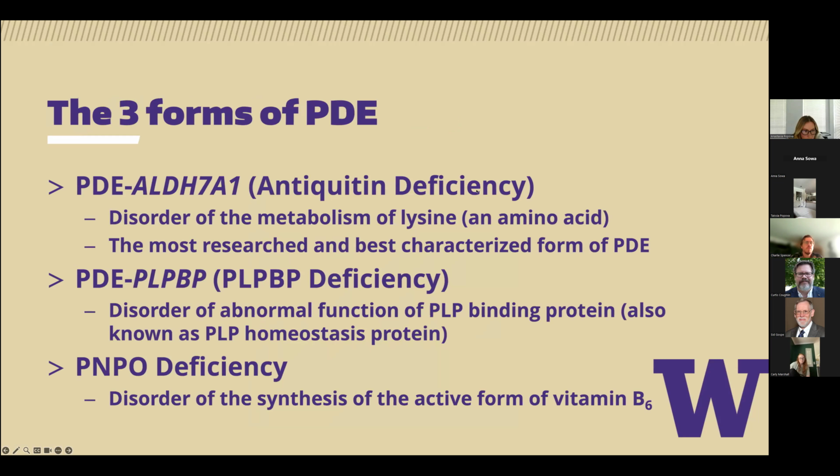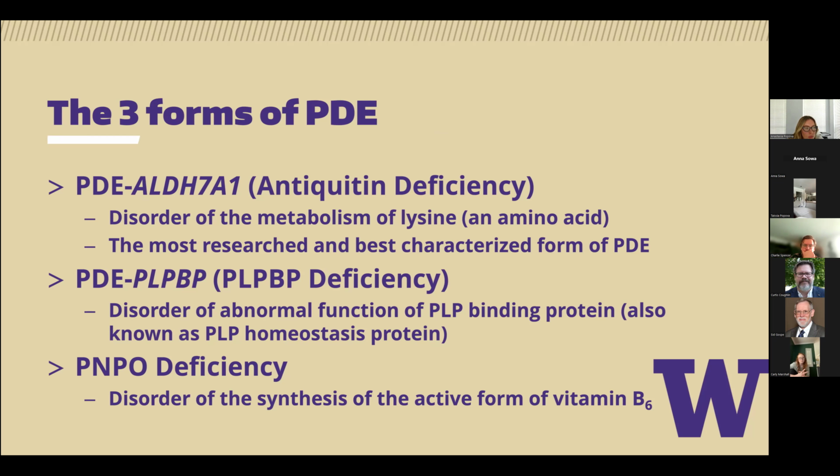So in review, the three forms of pyridoxine-dependent epilepsy, there's one that is best researched, best known, known as PDE-ALDH7A1, or antiquitin deficiency. This is actually a disorder of the metabolism of lysine, which is an amino acid. And because of the abnormal lysine metabolism, a number of abnormalities occur on a biochemical basis, which secondarily leads to a reduction of pyridoxal phosphate. In other words, PLP is lowered in the cells because of this abnormality of lysine metabolism. And that is the basic reason for all of the signs and symptoms that children and adults with this form of PDE have.